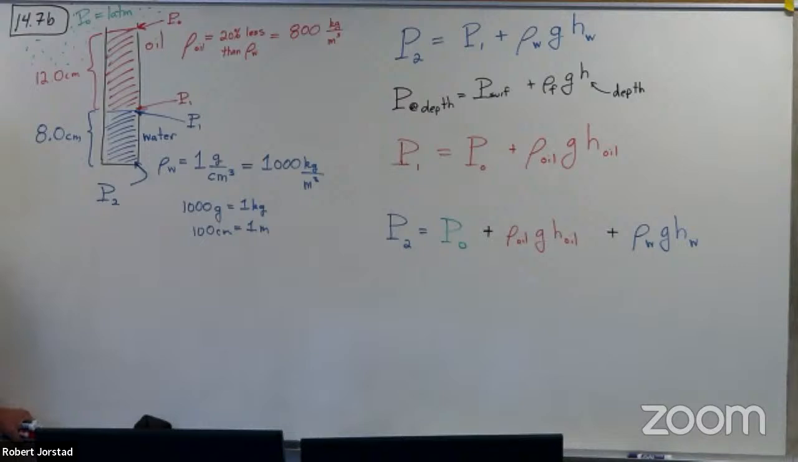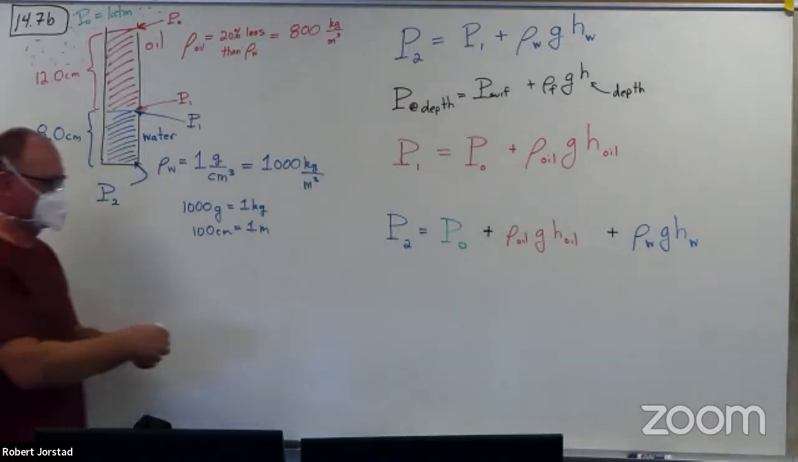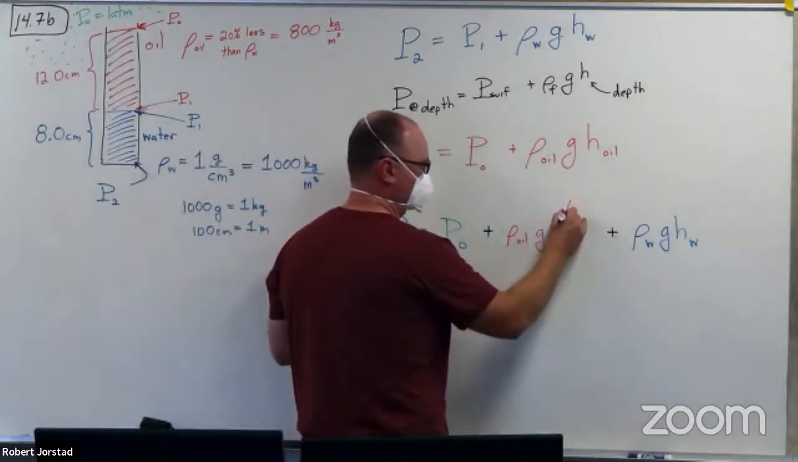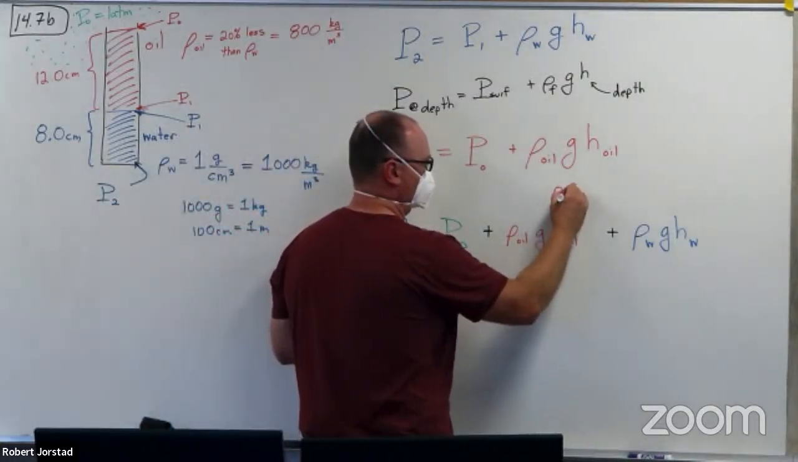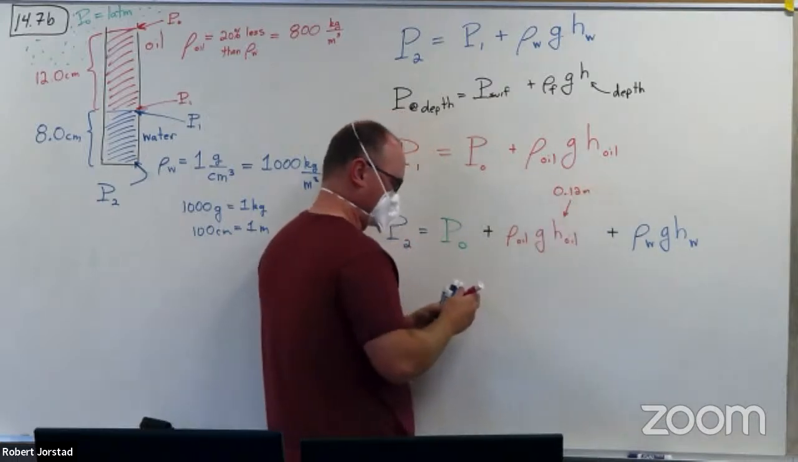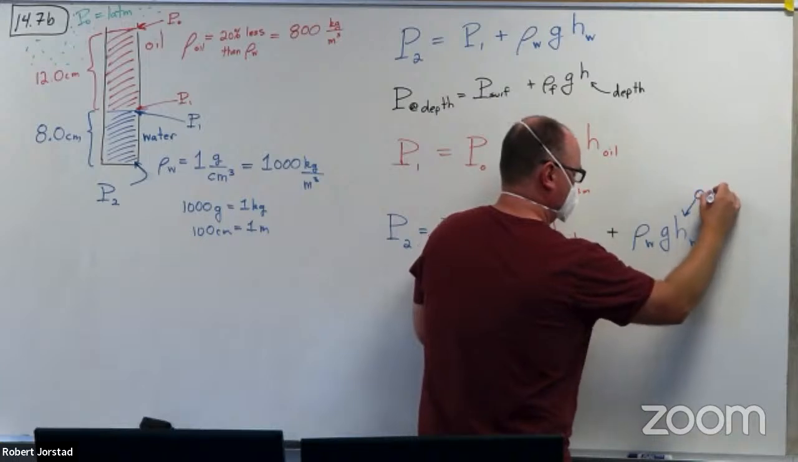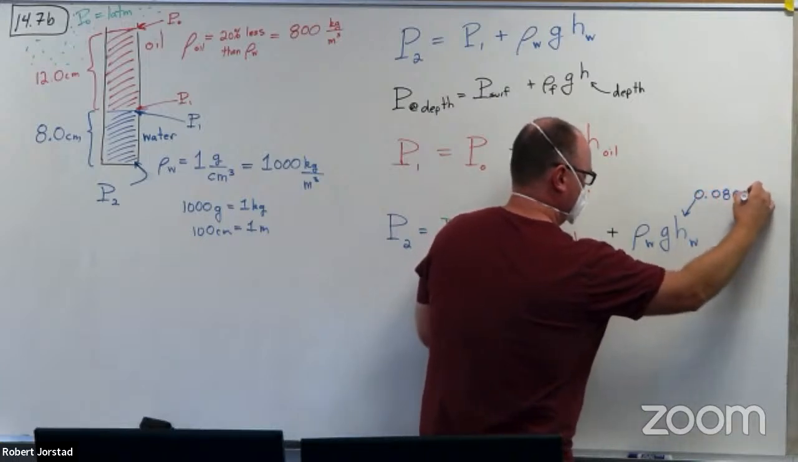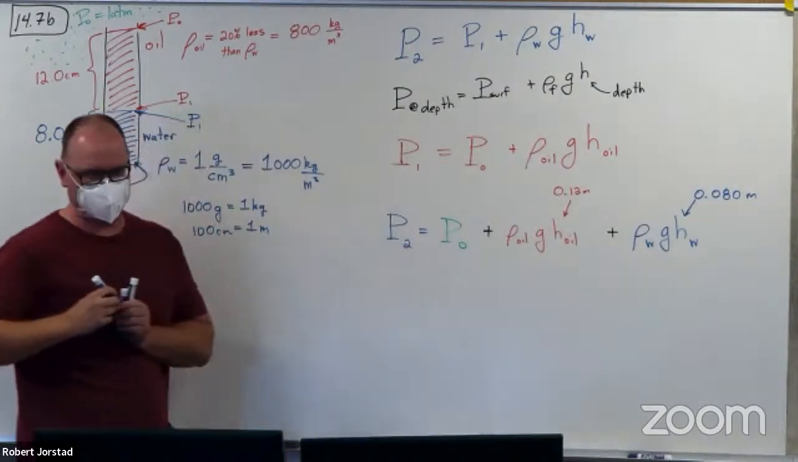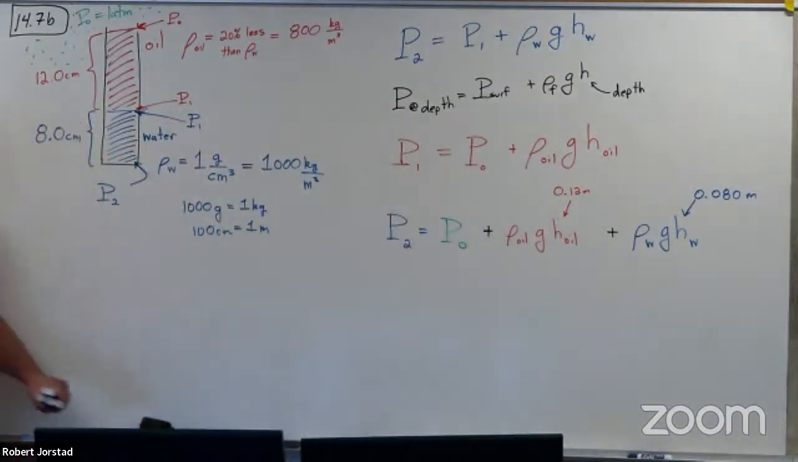What should we be careful about when we plug in the numbers? Centimeters, right? So we've got to watch out. Centimeters are not going to be our friends. So what should I plug in for h oil here? 0.12 meters. Oops, 0.08. And I'm being lazy with sig figs. Who cares? Okay. Yes, question. The depth of the water, is it the 8 centimeters, close to 12, or just? No, it's just the depth of the actual water.